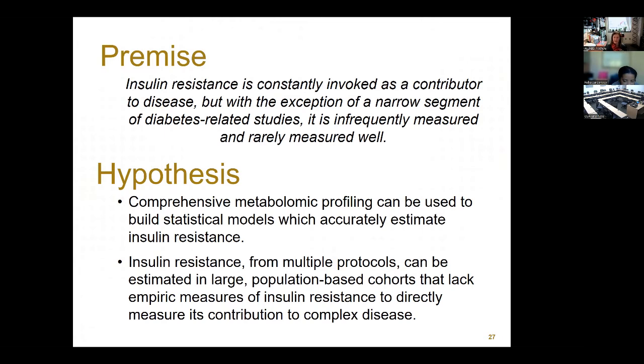Insulin resistance from multiple protocols, so either fasting or the FSIGT, can be estimated in large population-based cohorts, so now extending that outside of IRAS family study, that lack empiric measures of insulin resistance. And this allows us to directly measure its contribution to common complex disease. So we could actually look at it in the setting of Alzheimer's disease, cancer, cardiovascular disease by estimating insulin resistance and then assessing its direct association.